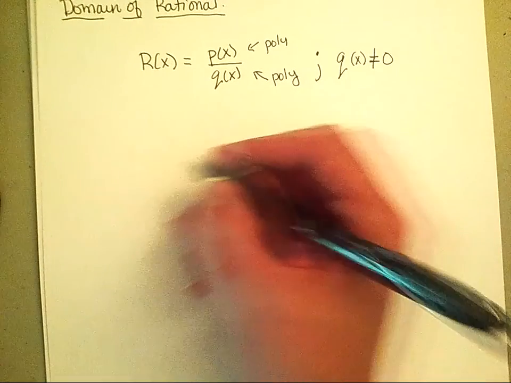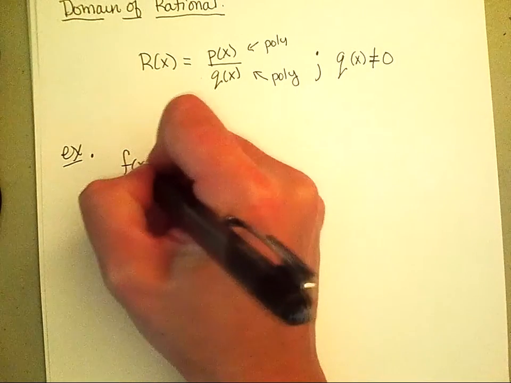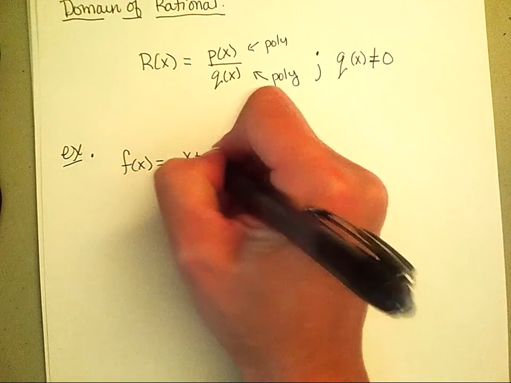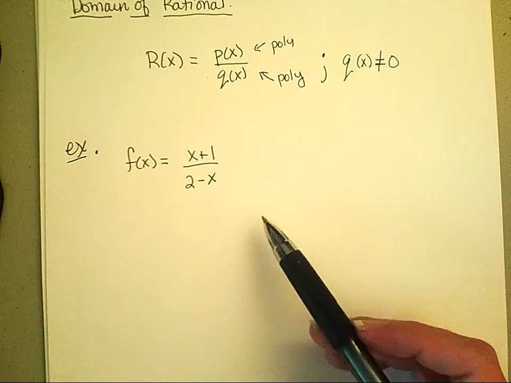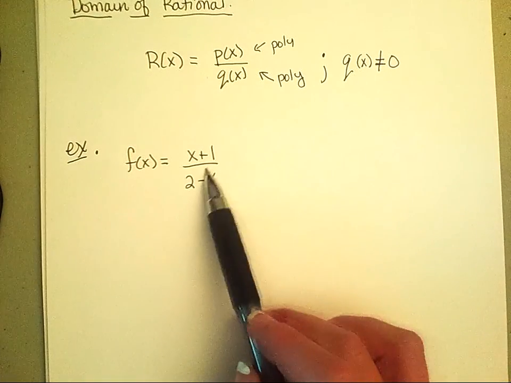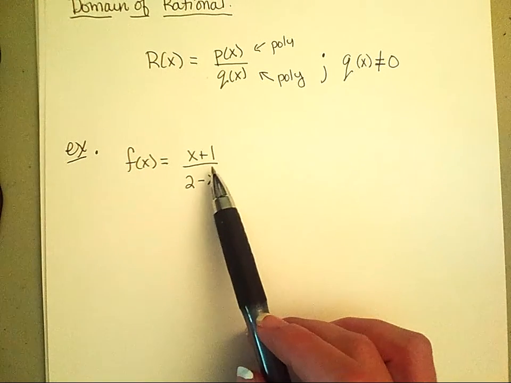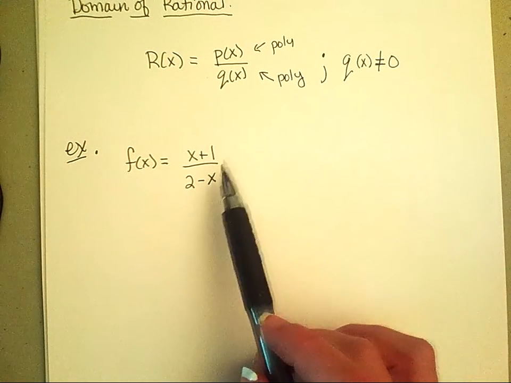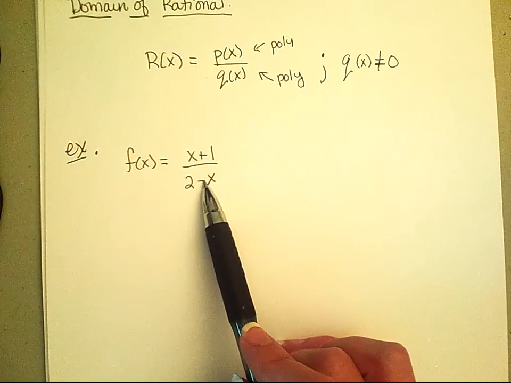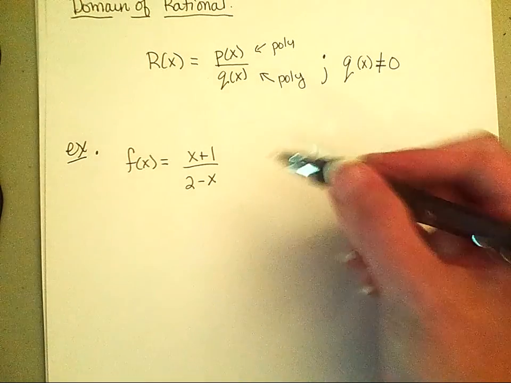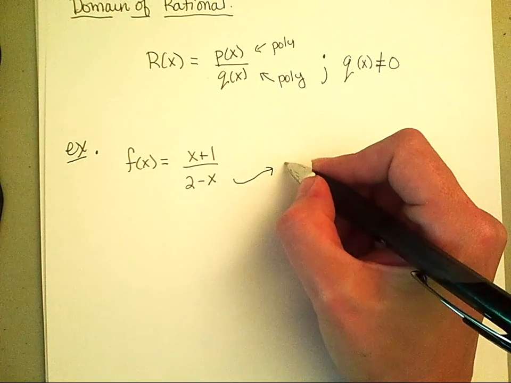So, for example, let's say our rational function is x plus 1 over 2 minus x. This is a rational function. It's a polynomial over a polynomial. So we will be fine using all real numbers except the ones that make the denominator equal to 0. So in order to find out what values those are, you take the denominator.